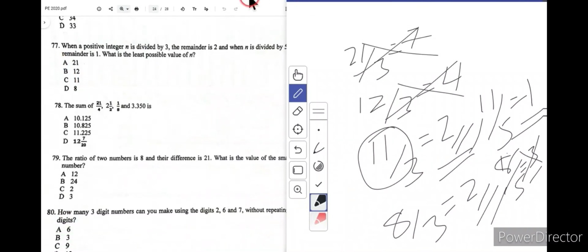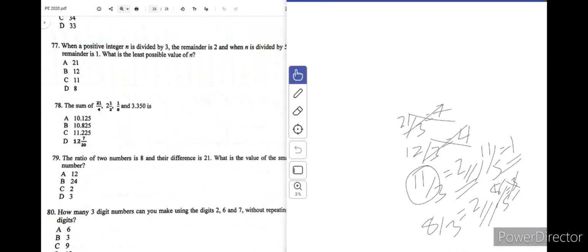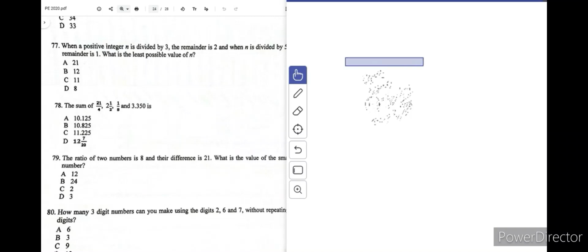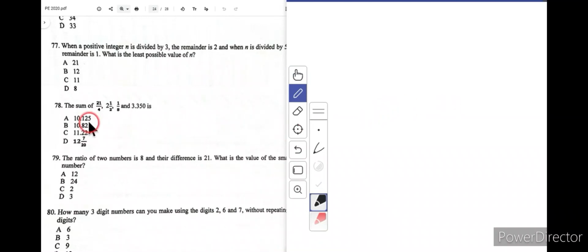Now let's look into question number 78. In question number 78, they are asking us to find the sum of the numbers. The numbers given are in different formats. In such cases, we need to understand that we are allowed to use a calculator in the PE examination. So in such questions we directly use the calculator to make it faster.